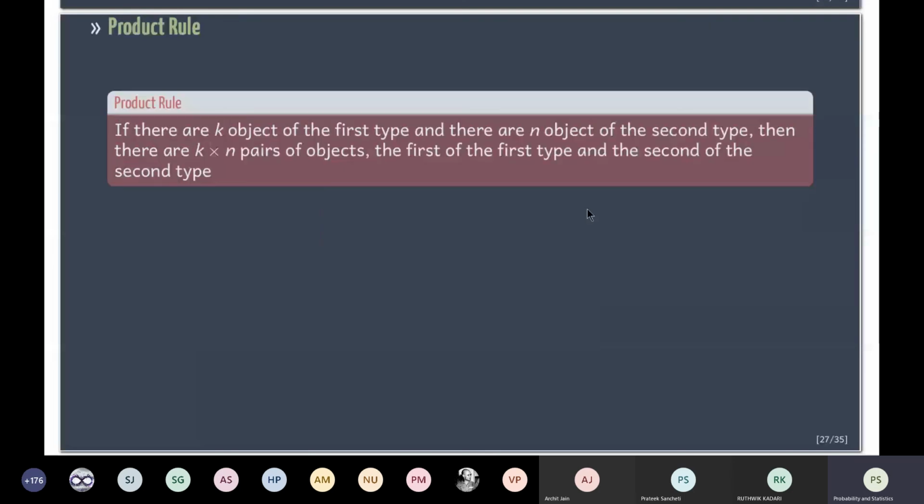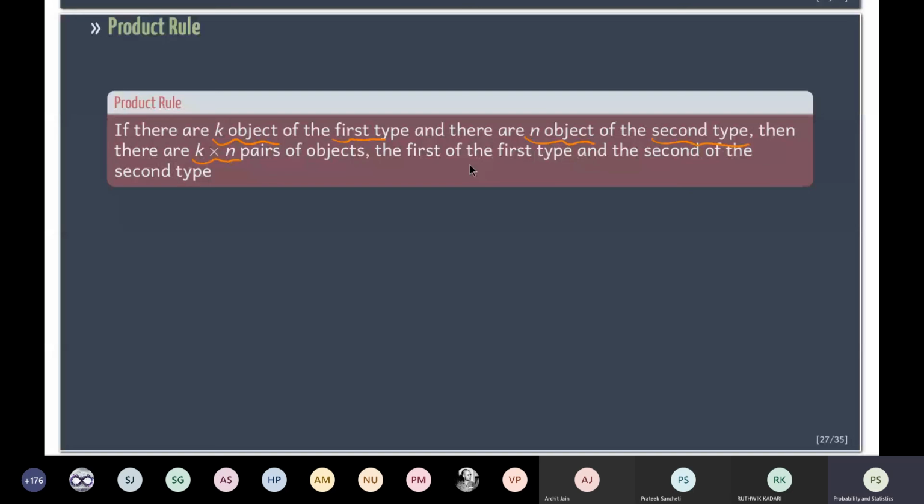Now there is something called the product rule. The product rule says the following: if there are k objects of the first type and there are n objects of the second type, then there are k times n pairs of objects.